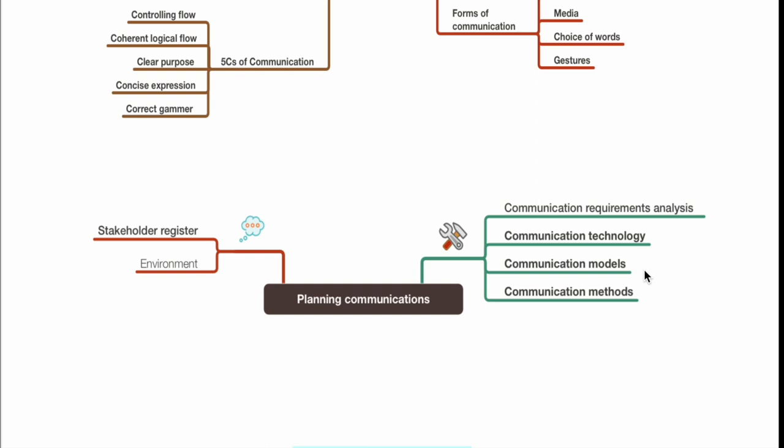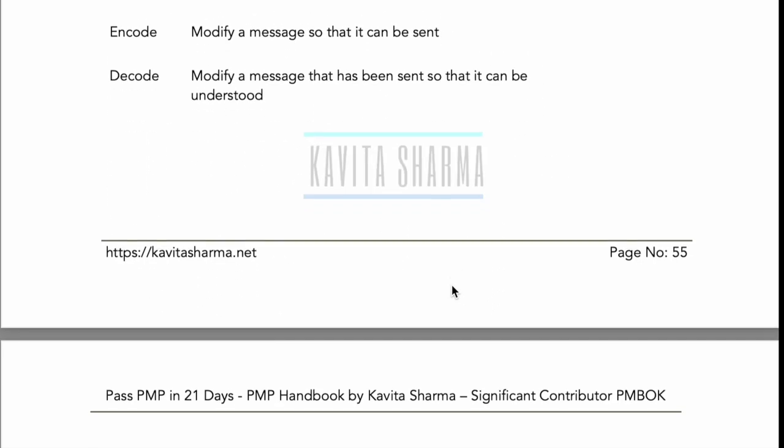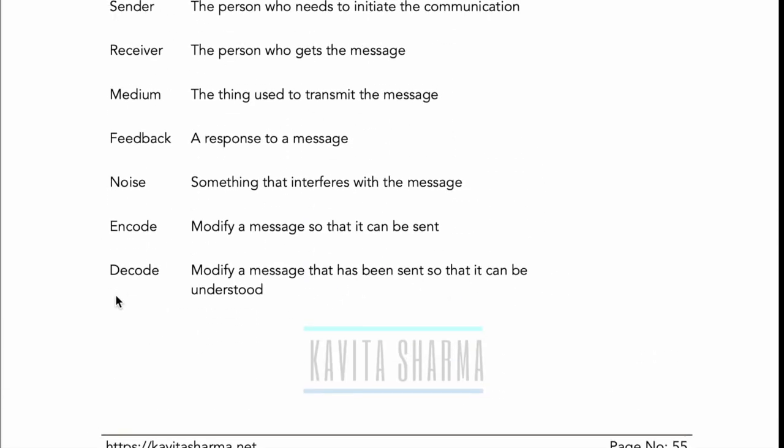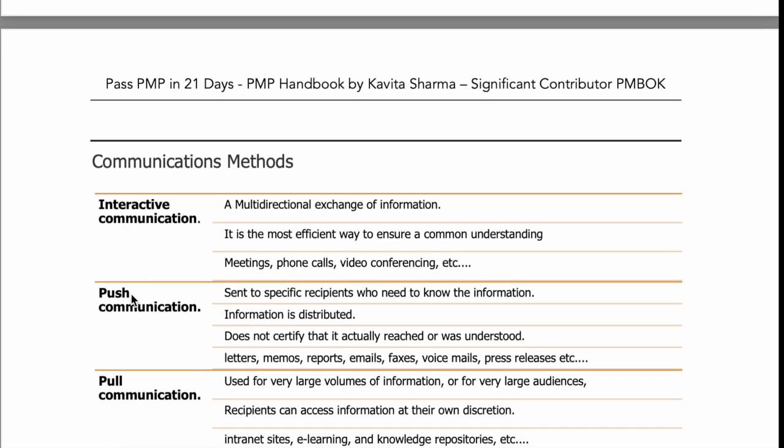Wherein you have sender, receiver. Method is interactive, pull and push. We discussed communication channels, please remember that. This is something which we discussed. Remember the terms, you might have certain questions on this. Method, which one is the most effective method to communicate?